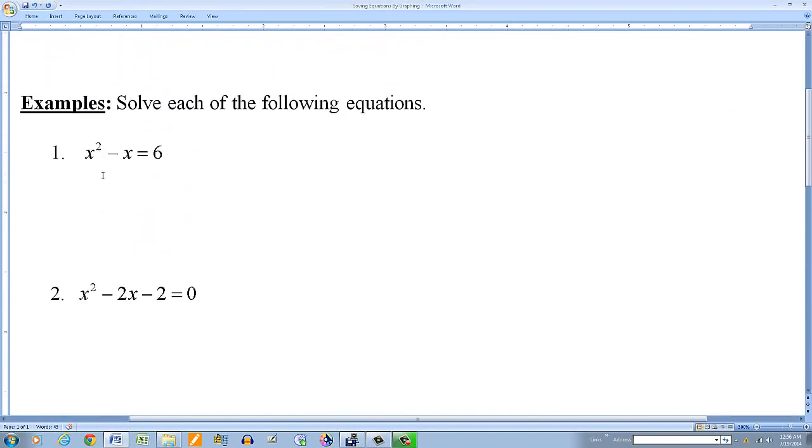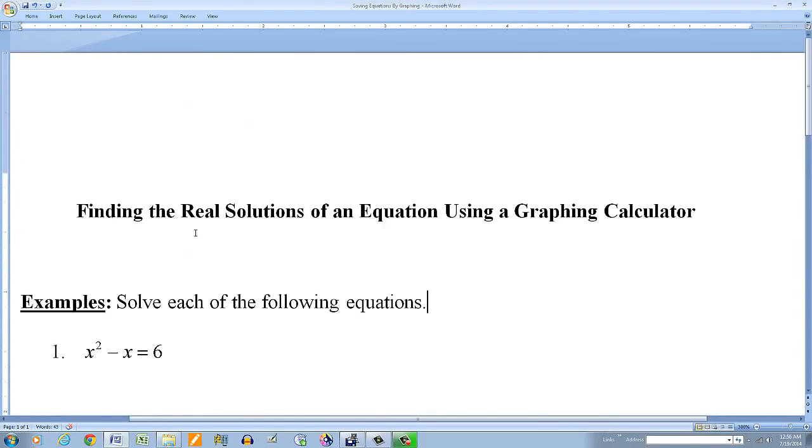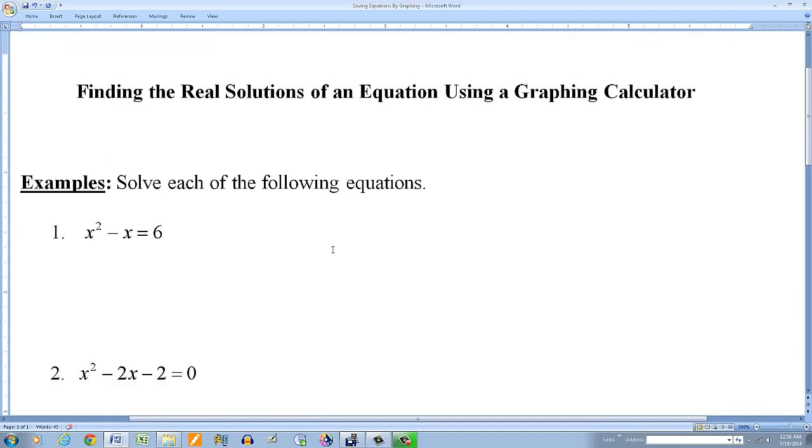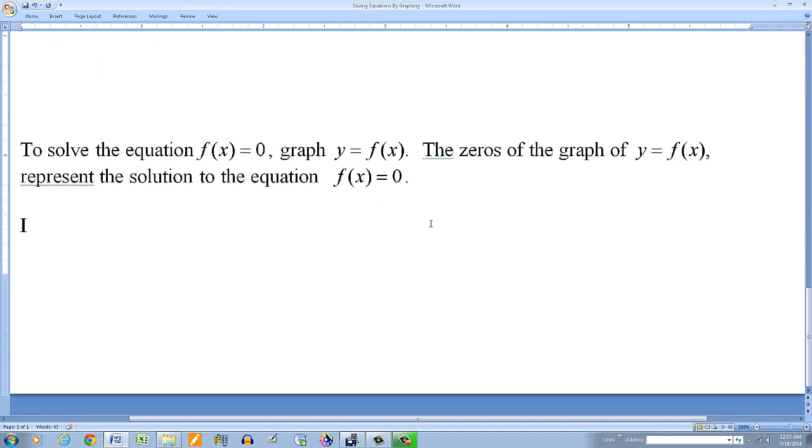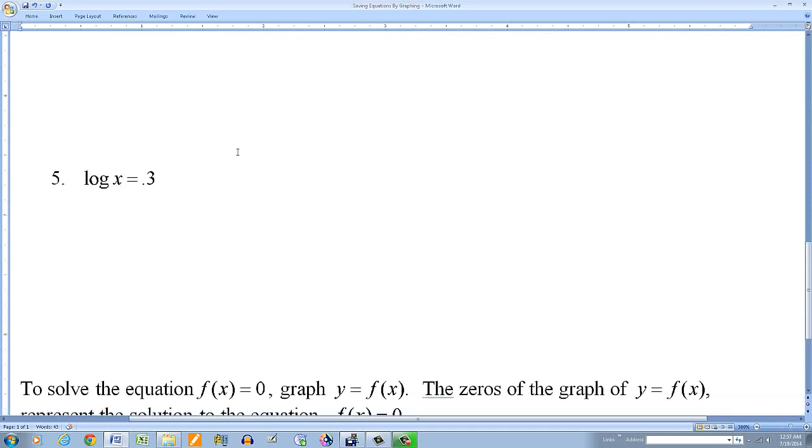So let's look at the first equation. X squared minus x is equal to 6. We want to solve. So here we're finding the real solutions of an equation using a graphing calculator. So what we're going to do is get these answers by graphing. What we have to do then is write this equation so that the right side is 0. X squared minus x minus 6 will equal 0. And the x squared minus x minus 6 will represent the function f of x in this statement.